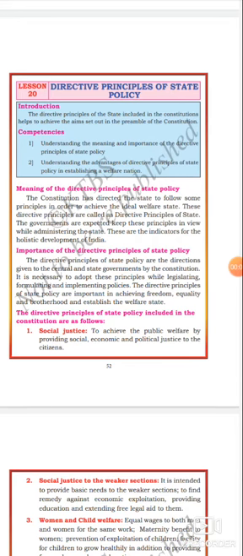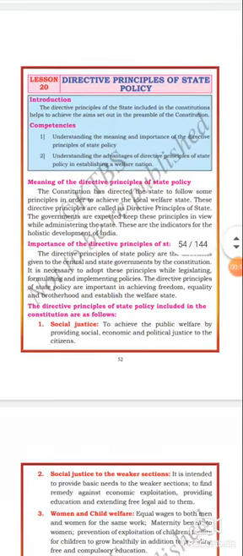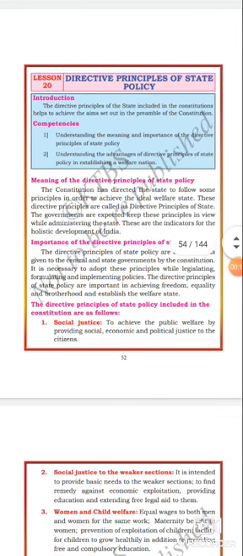Today we will see directive principles of state policy in civics, part 2, textbook civics, page number 52. Listen carefully, dear students. Meaning of the directive principles of state policy.